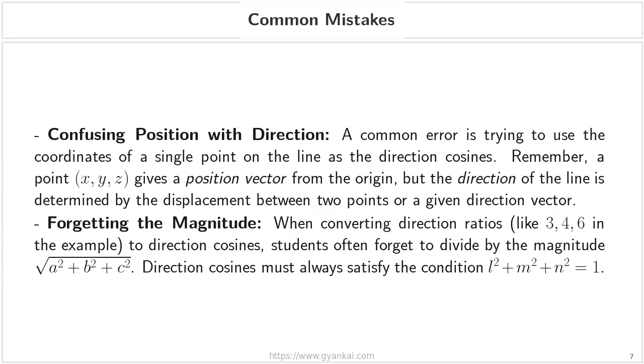Always perform a quick mental check. Your final direction cosines, L, M, and N, must always satisfy the condition that L squared plus M squared plus N squared equals 1. If your sum does not equal 1, you know you have missed a step.